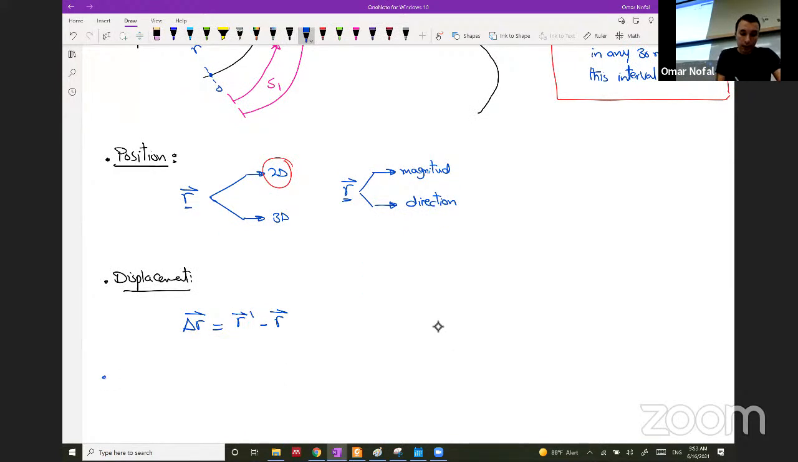So let's get to the third one, which is the distance traveled.